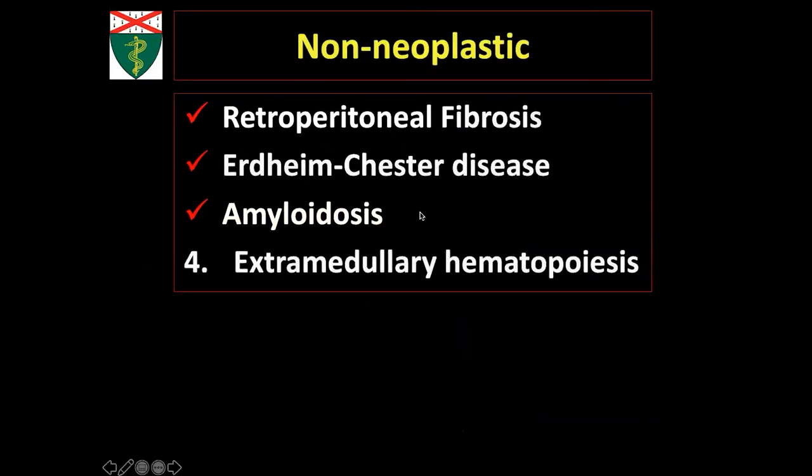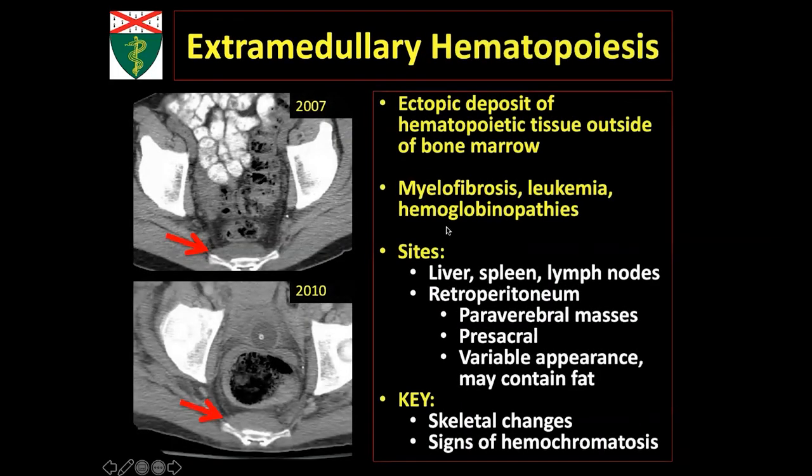We'll finish off with extramedullary hematopoiesis. Now this we see not uncommonly, and this is due to ectopic deposition of hematopoietic tissue outside of the bone marrow. You often see it in the context of patients who have hemoglobinopathies, perhaps myelofibrosis, and things like leukemia, where you have the need for developing bone marrow outside of the normal places of bone marrow development.